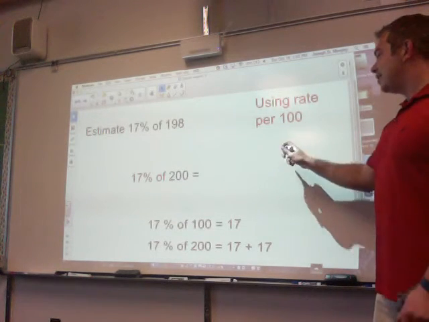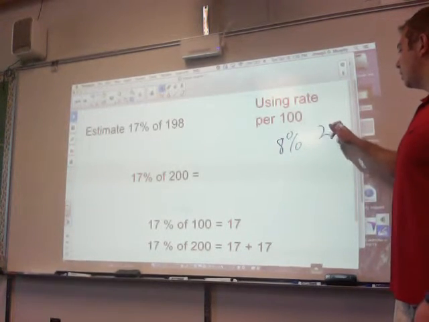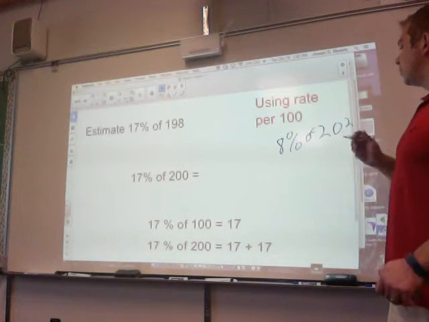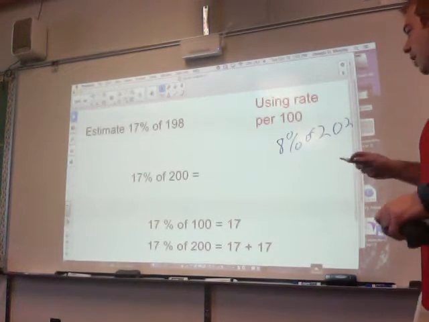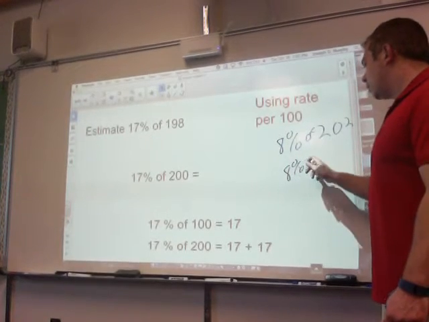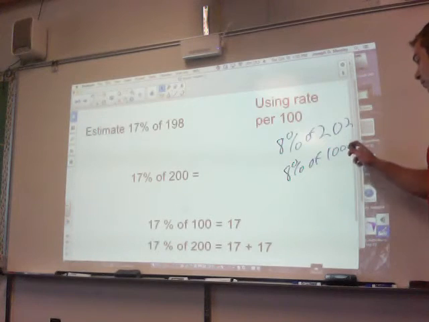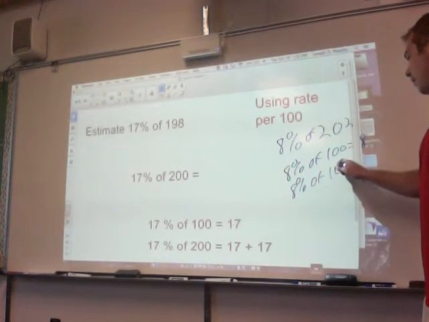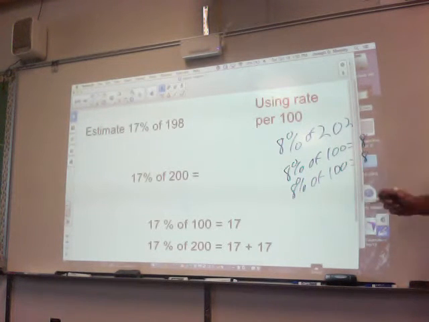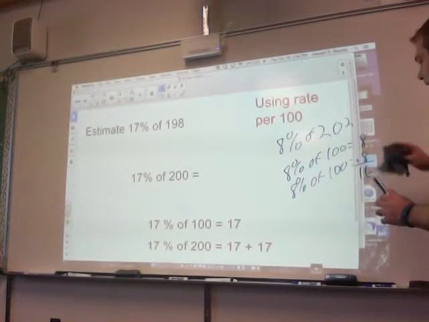Look at this. Let's do 8% of 202. Now 202 is close to what number? 200. So what's 8% of 100? It's just 8. So 8% of another 100 equals 8. Now I've used 200s. 8 plus 8 equals 16. So 8% of 202 is approximately 16.